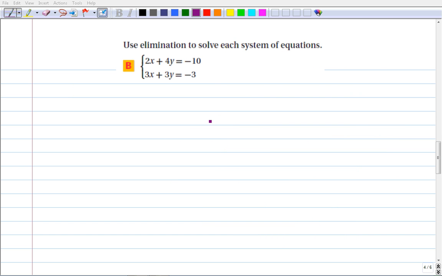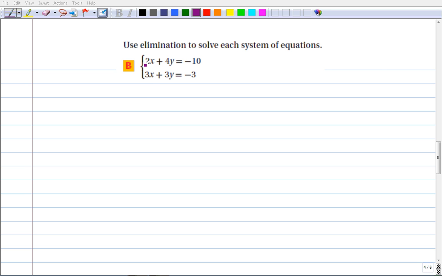Here's another example of using elimination. But this one isn't perfectly set up for us yet. Notice that if we were to add things vertically, there's nothing that's going to cancel each other out yet. So sometimes we have to multiply. So for this one, you could choose to make it your goal to cancel out the x's or the y values. It doesn't matter. But let's just go for the x's in this case.